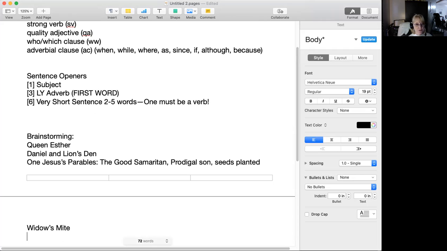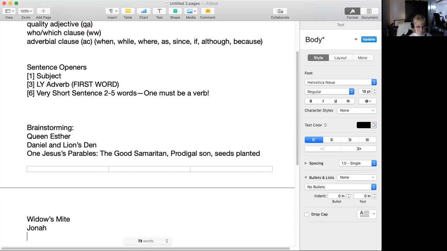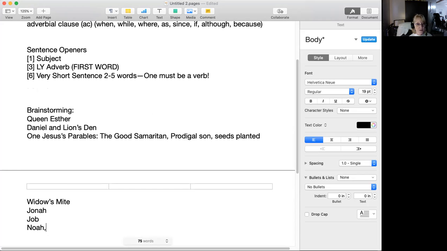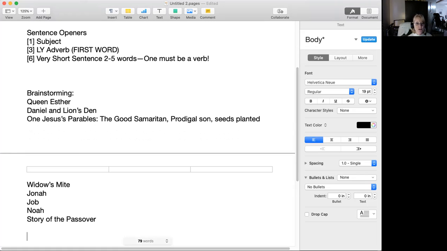There's a lot of stories from Daniel, but trying to think of other stories from the Bible that you might tell. What about the story of Jonah? You might tell that one. If you're really brave, you could tell the story of Job. Old Testament, there's lots of stories. Noah. Maybe the story of the Passover. So you would pick one that you know fairly well, that you're comfortable with. And then you're going to ask yourself questions to fill that in.